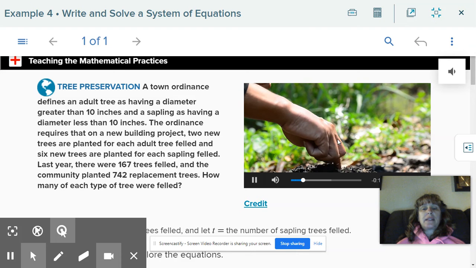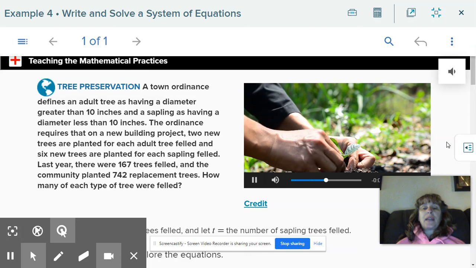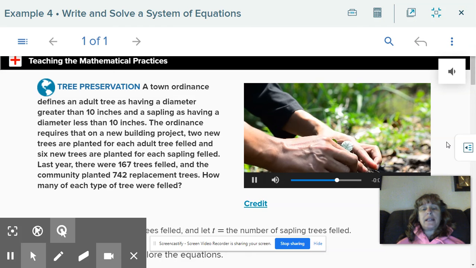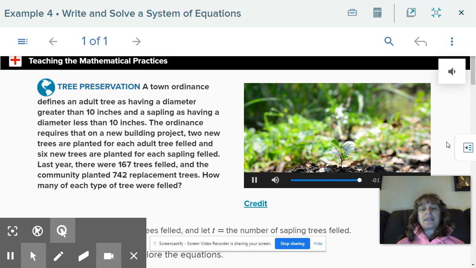So we're going to take a look at a quick video where they're planting a new tree in the place of a felled tree. Isn't that nice? It's going to grow up big and strong now.